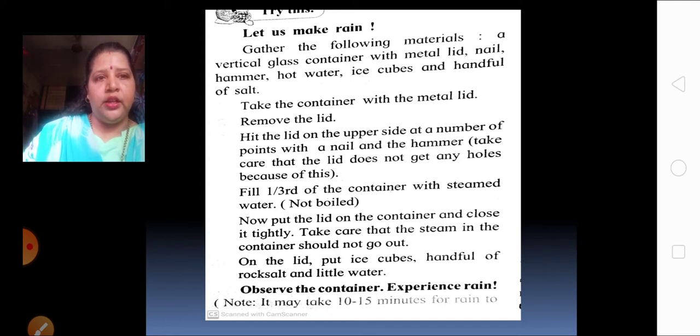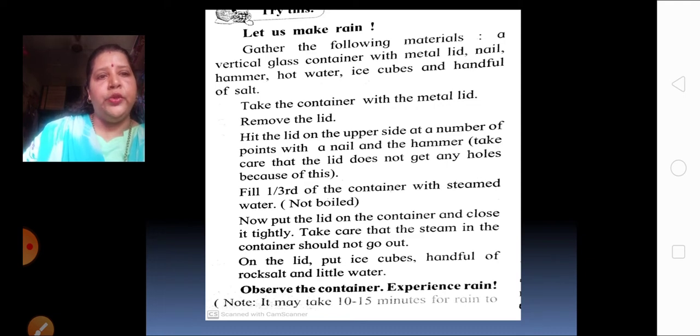Take the container with the metal lid. Remove the lid. Hit the lid on the upper side at a number of points with a nail and the hammer. You have to take care that the lid does not get any holes because of this. Fill 1/3 of the container with steamed water, not boiled. Now put the lid on the container and close it tightly.